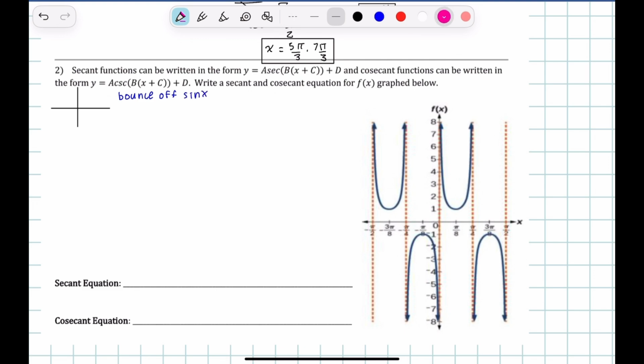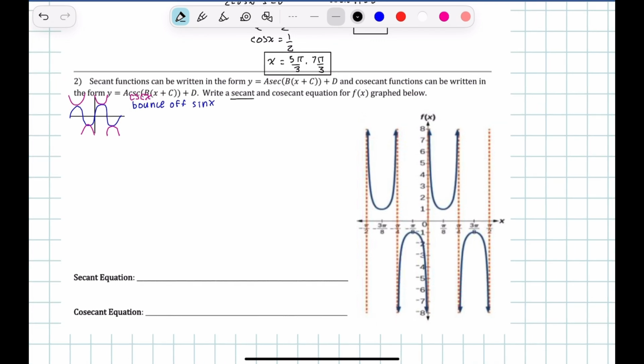So let's say that sine x is going to be like this. And then that means that, I don't know how to write this, I don't have room. Cosecant x is this. So cosecant x is kind of going to look like this. It's going to bounce off. So that can help you write the cosecant equation. It's kind of going to be like a shift. But here they're asking for secant and cosecant.